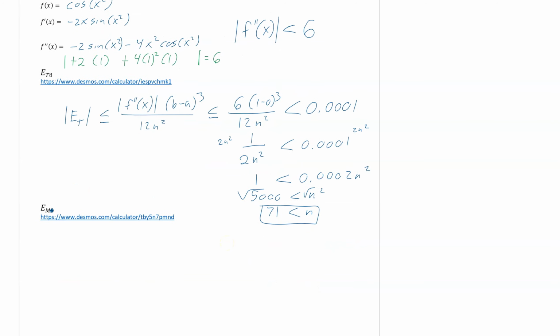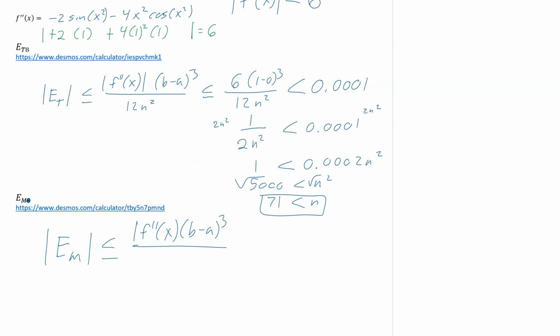Now let's do it again with midpoint. It's the same thing. We're going to go error of midpoint is less than, and now we're just going to plug it in. 6, oops, we should probably write it out, huh? Second derivative of x, (b minus a) cubed, all over 24n squared. Remember, it's half. The E_t is double the E_m. All right, so now this would be less than or equal to 6 times (1 minus 0) cubed over 24n squared. So we're doing exactly the same thing, but this time with twice as much. So 6 into 24 would be 4n squared, so 1 over 4n squared.